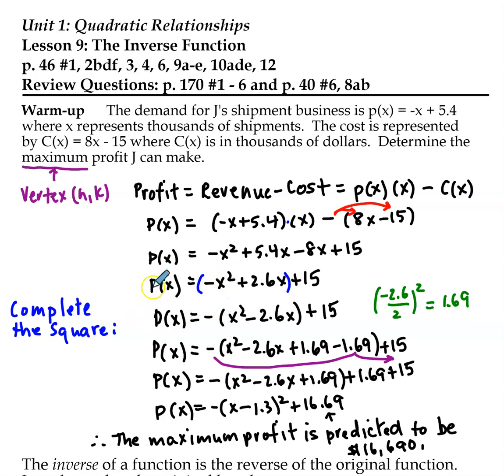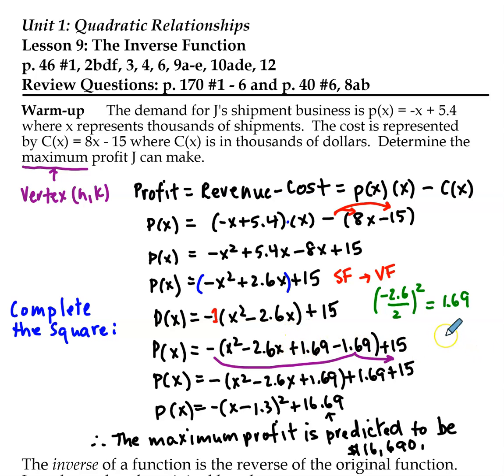When we decide it's time to convert our standard form of our equation to vertex form, we start by bracketing the first two terms and factoring out negative 1. Dividing each term by negative 1 gives us positive x squared minus 2.6x.